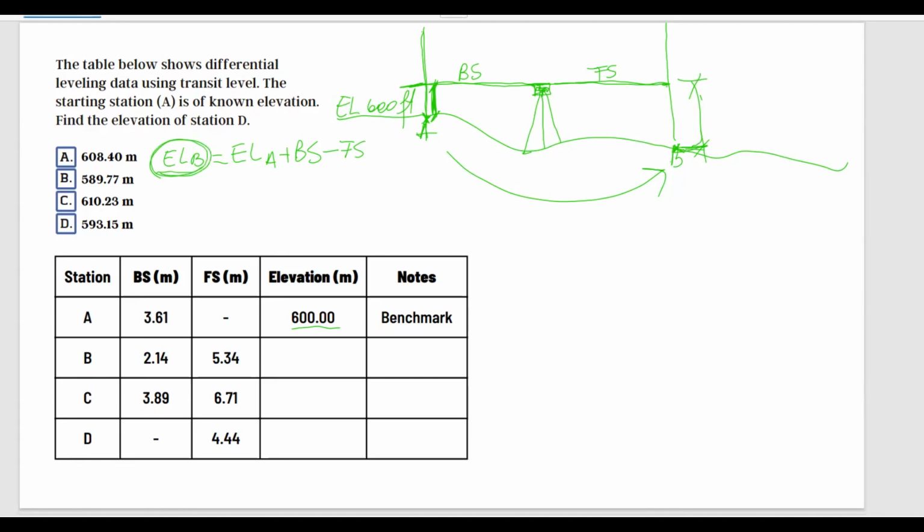And then if you need to calculate elevation at station C, it is going to be equal to elevation at station B plus the according backside distance minus according foresight distance. And moving forward again, elevation at station D is going to be equal to elevation at station C plus the according backside distance minus the according foresight distance.